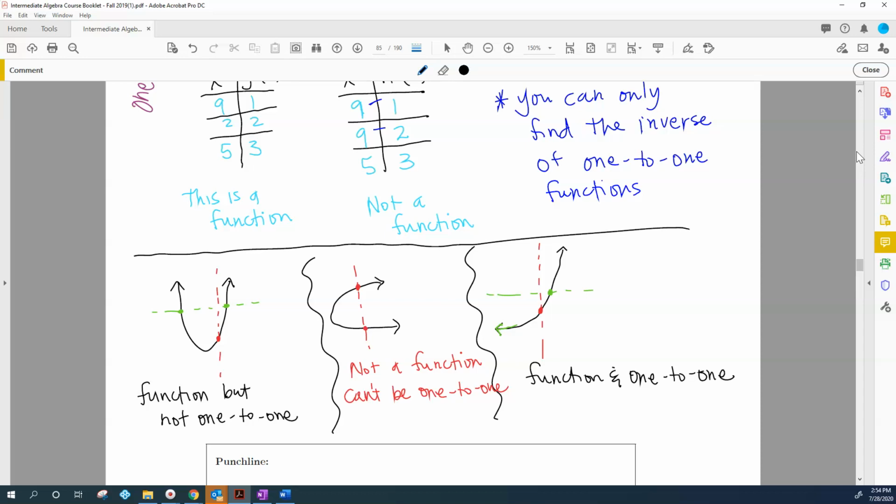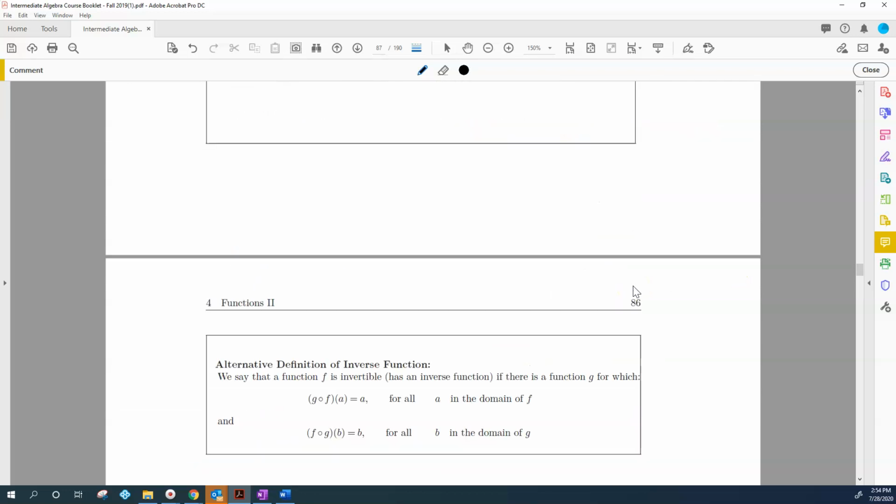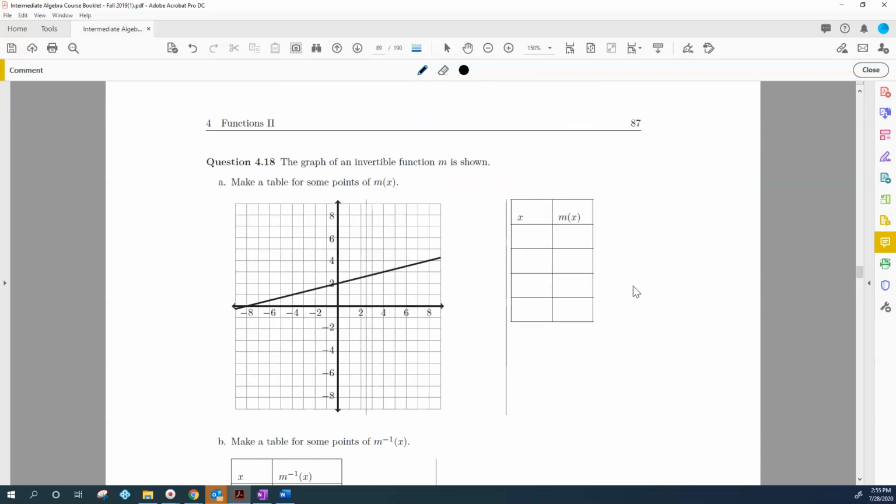Okay, and remember the reason why we're wondering about if something is one-to-one or not is because we can find the inverse of one-to-one functions. If they're not one-to-one, then we can't find the inverse of those functions. Right? So let's look at just a couple of different ways that you might be asked to look at these.